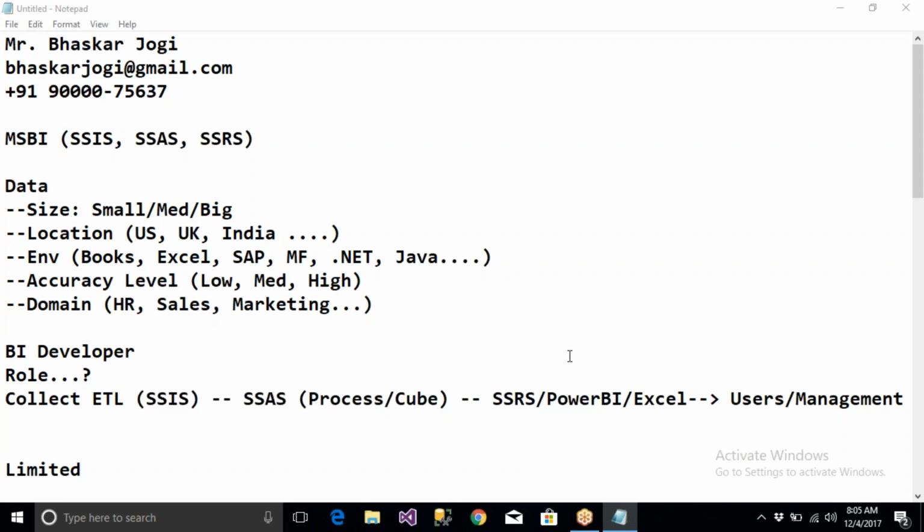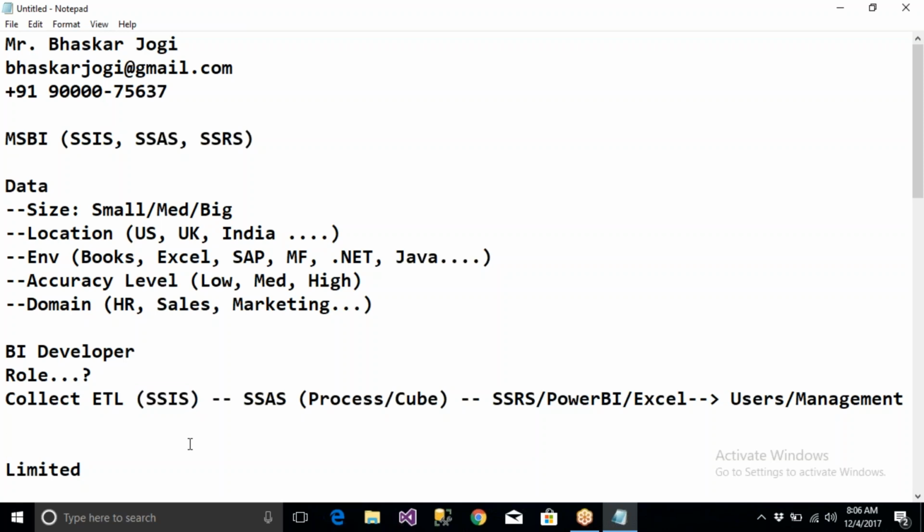SSIS tool, since it is a data warehousing tool, will it store only the already processed data or the live data? SSIS is raw data.